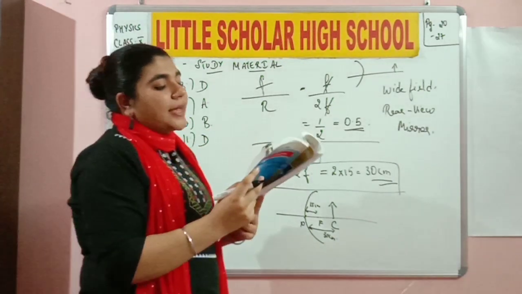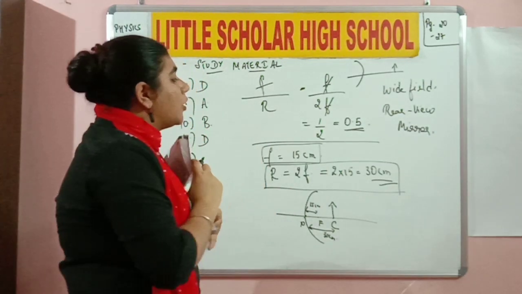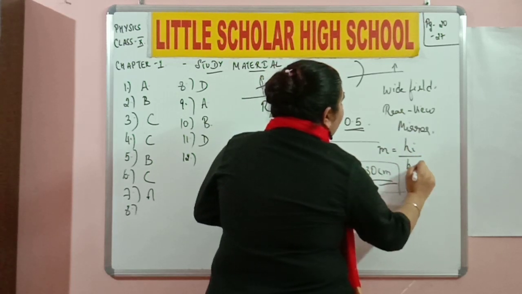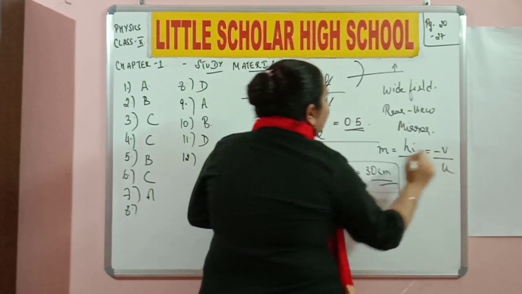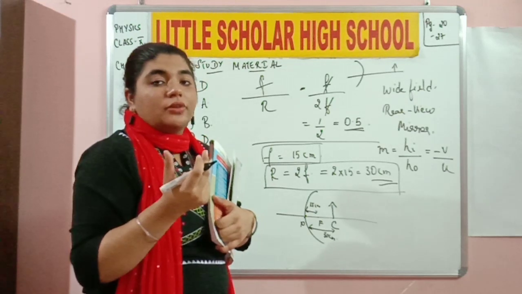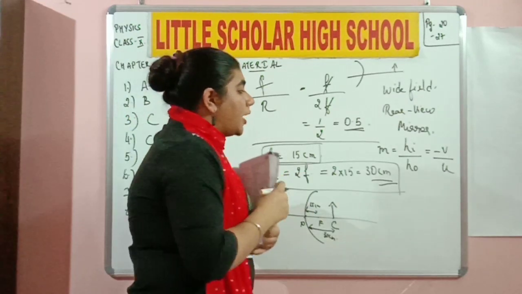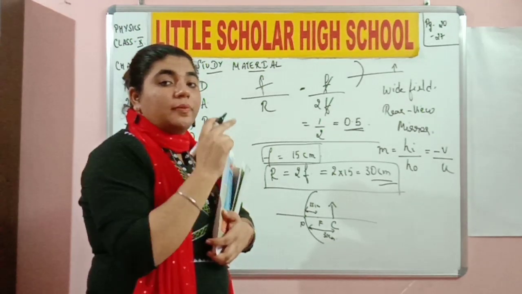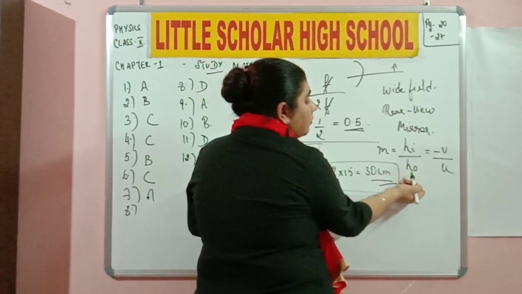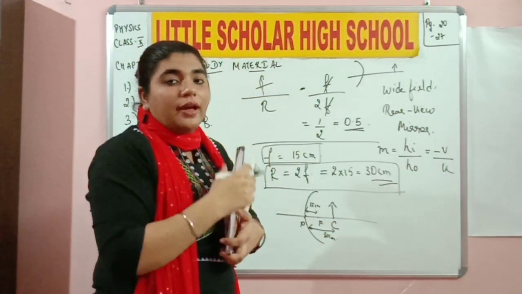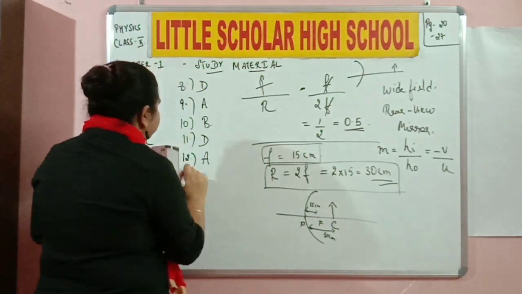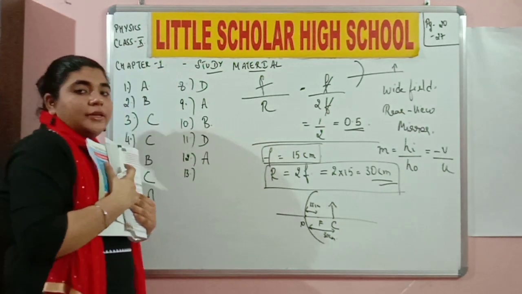12th one, the ratio of the size of the image to the size of the object. What was the formula of magnification? Magnification M is equal to HI by HO is equal to minus V by U. What is HI over here? Height of the image. What does HO represent? It represents height of the object. So they are asking us, what is the ratio of the size of the image to the size of the object? Size of the image is nothing but height of the image. Size of the object is nothing but height of the object. So what formula are we talking about? We are talking about the magnification formula. So 12th one is option A. Okay, please note it down.